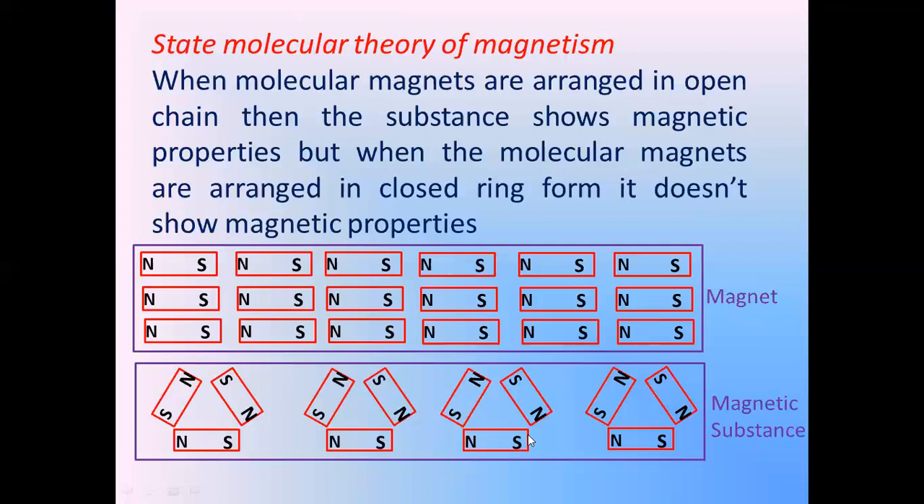So this theory is known as the molecular theory of magnetism. That means an open chain forms a magnet, whereas ring form forms a magnetic substance and not a magnet. Okay, so this is the theory of magnetism. This picture is very important for the exam.